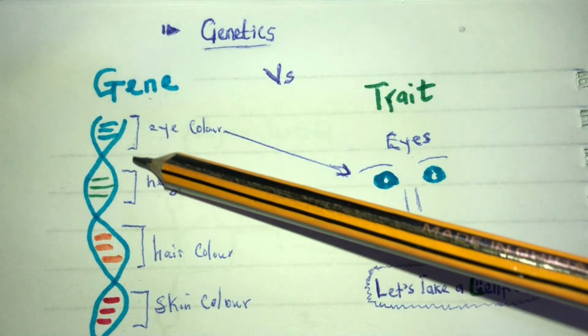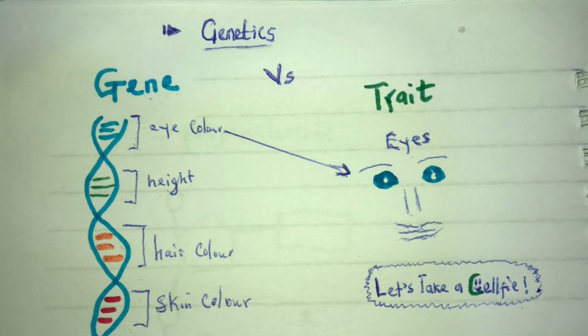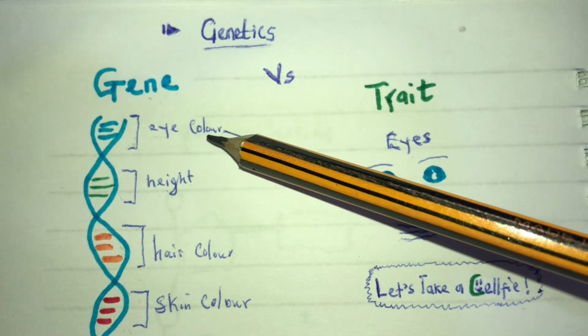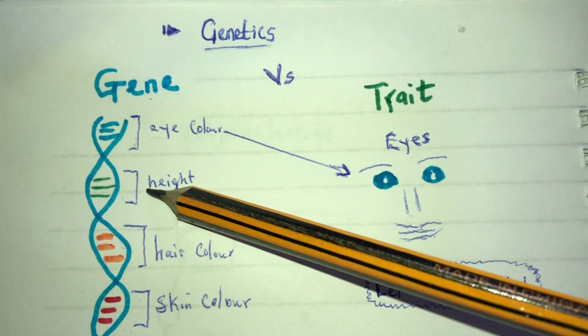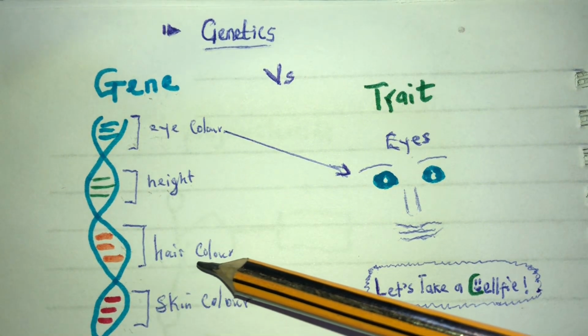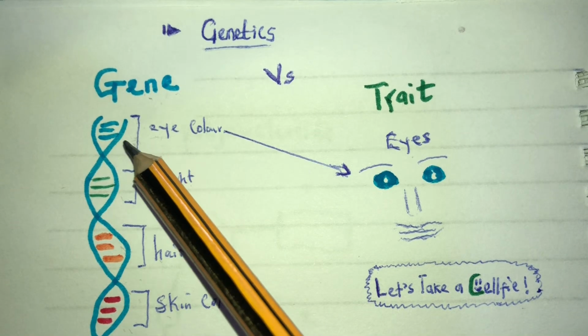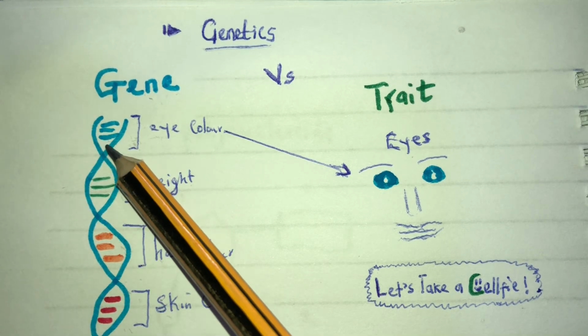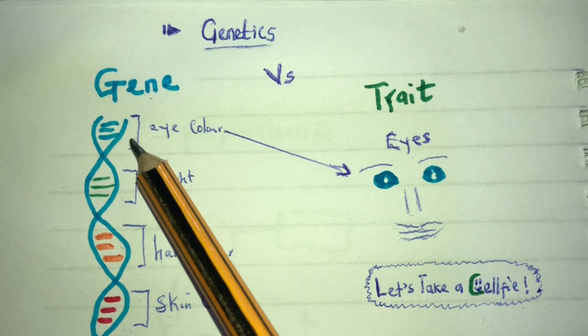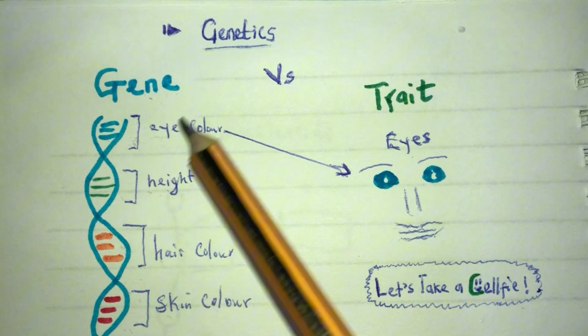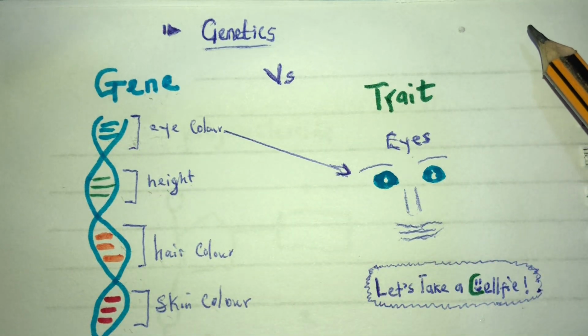Now, suppose we have these segments along the DNA. We have this gene that codes for eye color, this gene that codes for height, this gene that codes for hair color, this skin color, and this ear lobe, right? So this gene is a code on this DNA molecule, and this code is an instruction that is being sent.